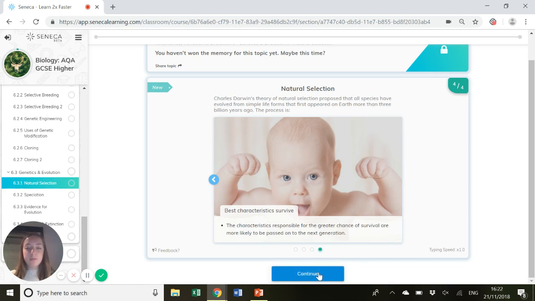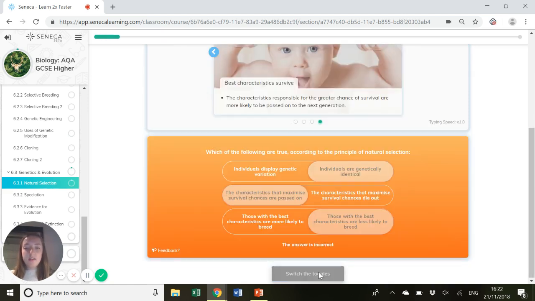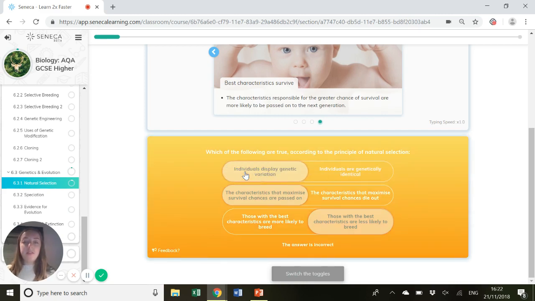Okay, let's have a look at some questions. Which of the following are true according to the principle of natural selection? So what we've just learned. Individuals display genetic variation. Yes, that's correct. People have different variations of genes. The characteristics that maximize survival chances are passed on.